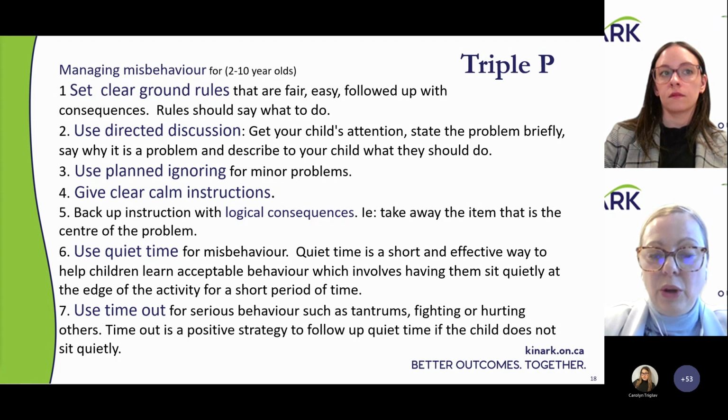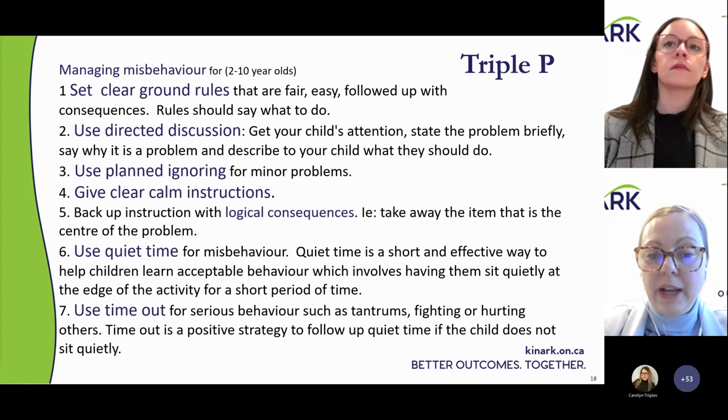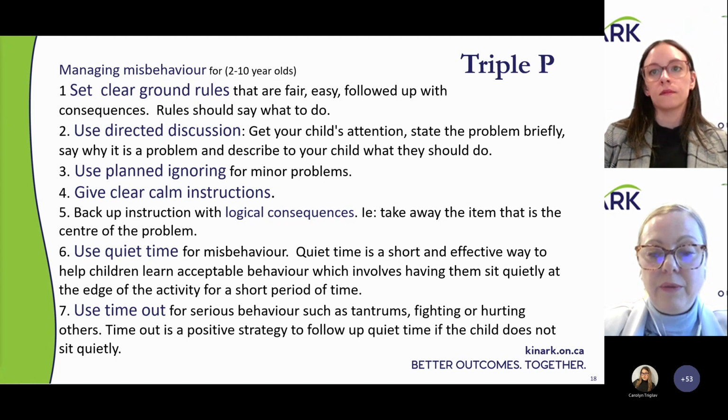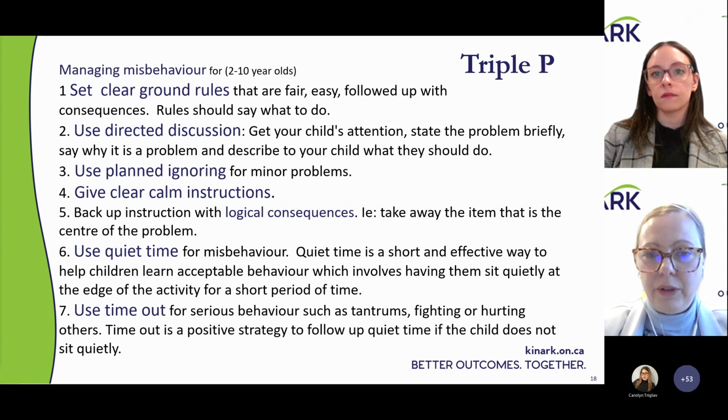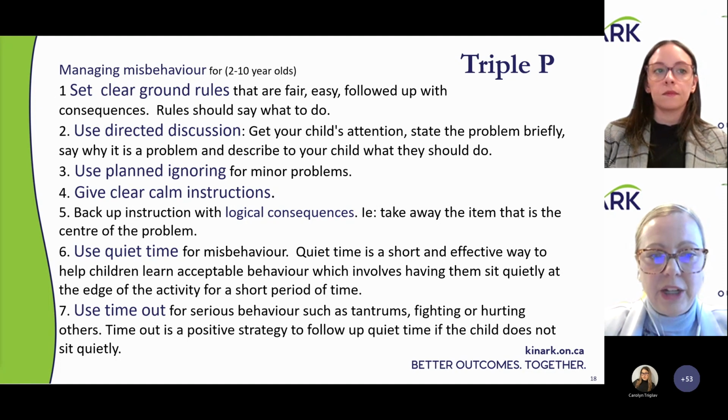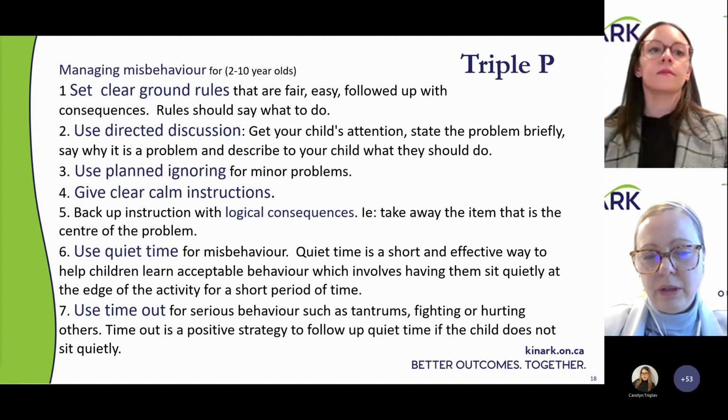Triple P talks about using quiet time for misbehavior. So quiet time is like a short, effective way for children to learn acceptable behavior, which involves them sitting quietly at the edge of an activity for a short period of time. And then if that's not effective, the next step from quiet time is to use timeout for serious behaviors such as tantruming, fighting, or hurting others. And this specific type of parenting strategy is meant for 2 to 10-year-olds.